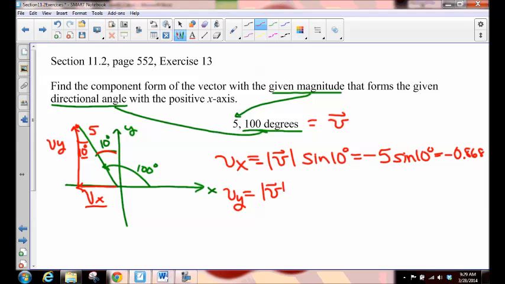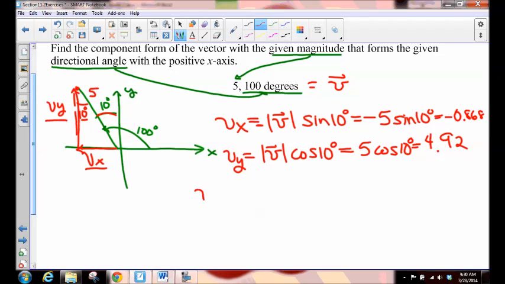And I'm going to do something similar for the y direction. So I'm going to have the magnitude of v, but this time it's going to be times the cosine of 10 degrees, because vy is going to be adjacent to my angle. So this is going to give me 5 times the cosine of 10 degrees, which is going to be equal to 4.92.